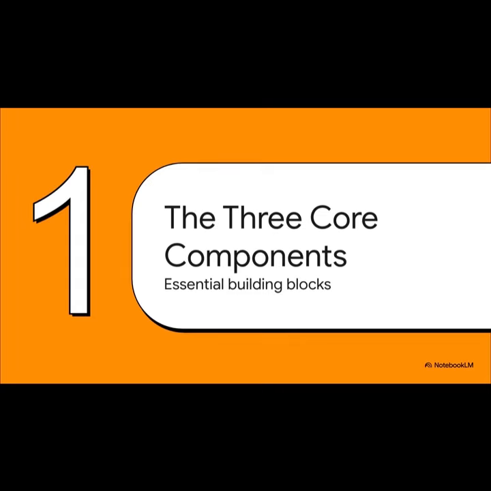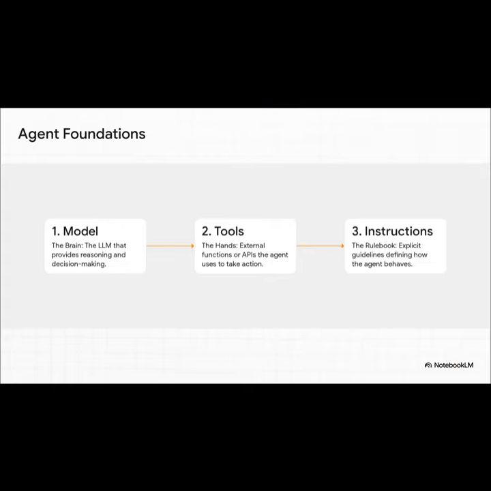All right, let's pop the hood and see how these things are actually put together. When you get right down to it, there are a few essential building blocks you absolutely need. Every single agent is built on three core pillars. First, you've got the model. This is the brain, right? It's the large language model doing all the thinking, planning, and reasoning.